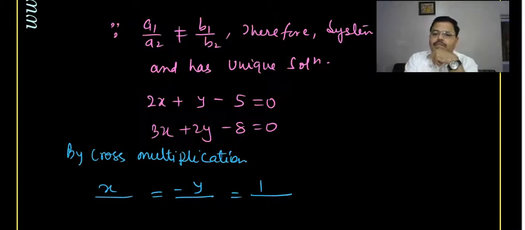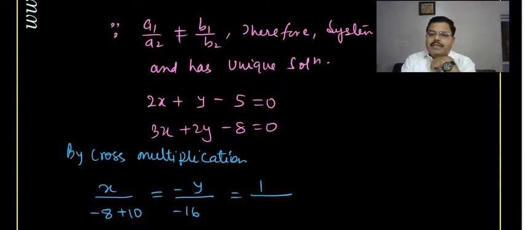So if you close this one, then product of this coefficient is 1 multiplied by minus 8 is minus 8, minus 2 multiplied by 5 is minus 10. So it will be minus of minus 10, that would be plus 10. I hope you got it. Y, this is closed. So minus, it multiply by 2 is minus 16, and minus 3 multiply by minus 5 is minus 15, so it will be plus 15. Now this is closed. 2 into 2 is 4 and 3 into 1 is 3. So 4 minus 3, that is 1.